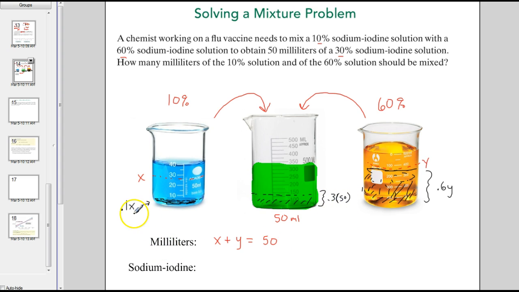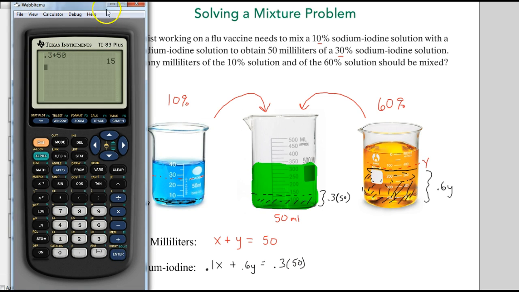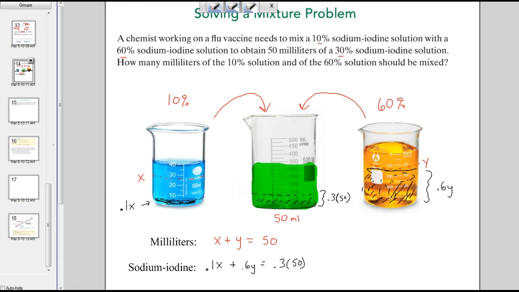So our sodium iodine equation is 10% of whatever x is plus 60% of whatever y is, comes together and becomes 30% of the 50. All right, and then we can just go ahead and multiply that out. 30% of 50 is 15, right? So instead of writing 0.3 times 50 here, I'll just write that as 15. And there's our system of equations. All right, so x plus y equals 50, 0.1x plus 0.6y equals 15.